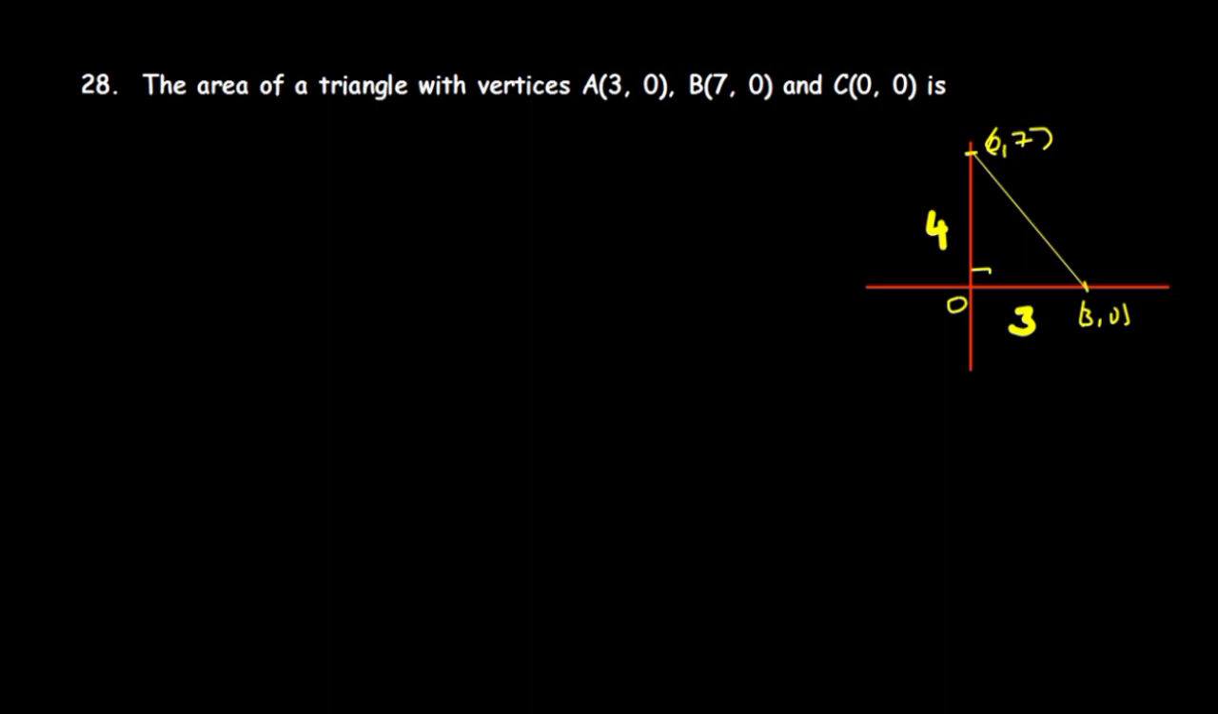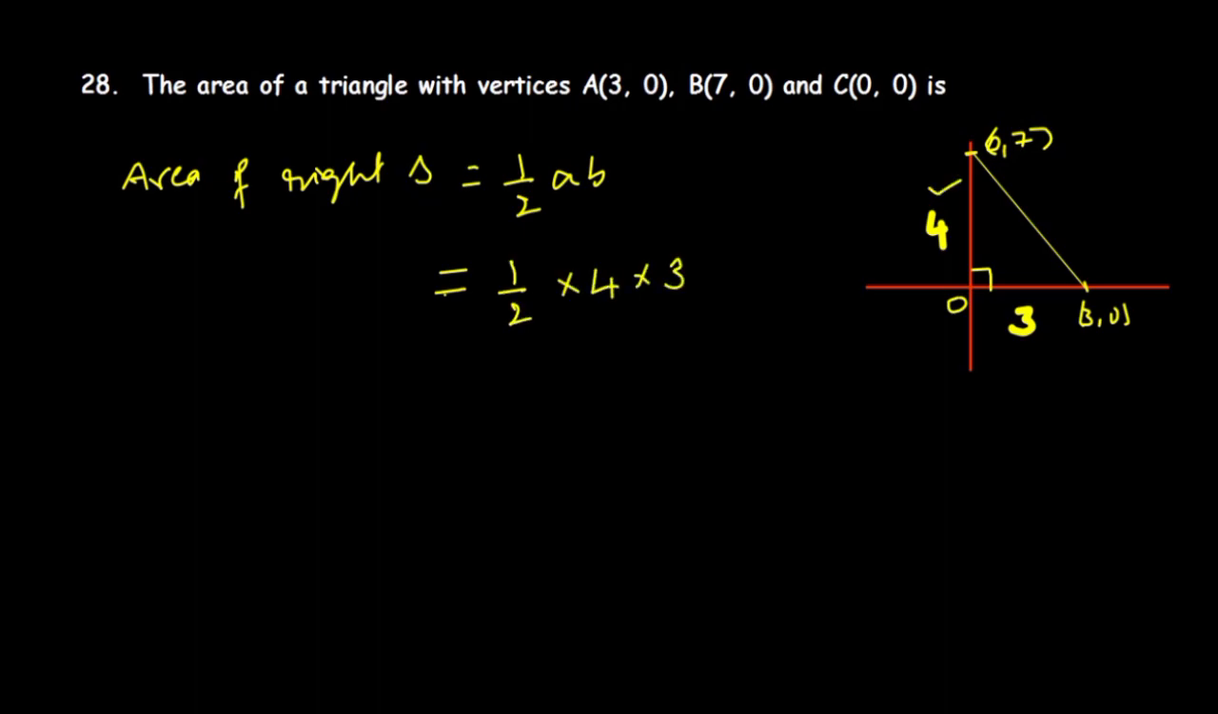Okay, so it's a right triangle actually. So area of right triangle, half AB is the formula. So half A B, in this A is 4 and B is 3. So you can consider one is A and another one is B. 2 and 2 2's get cancelled. Then 2 3's are 6 square units. Okay.